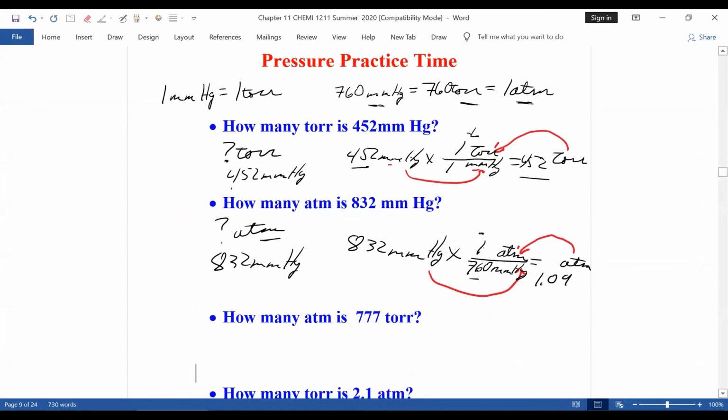Guess what time it is? It's time for Dr. White to let you have some fun. Why don't you try and set up how many atmospheres is 777 torr? Go.